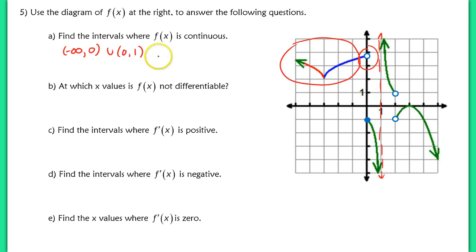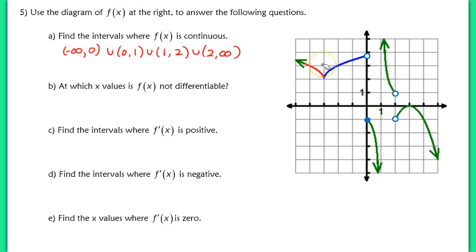Now it picks back up with the continuous values, once again from 1 to, it looks like 2, because here we have another jump discontinuity. So we have from 1 to 2, and then from 2 to positive infinity. Okay, so these are the values for which our function is going to be continuous.